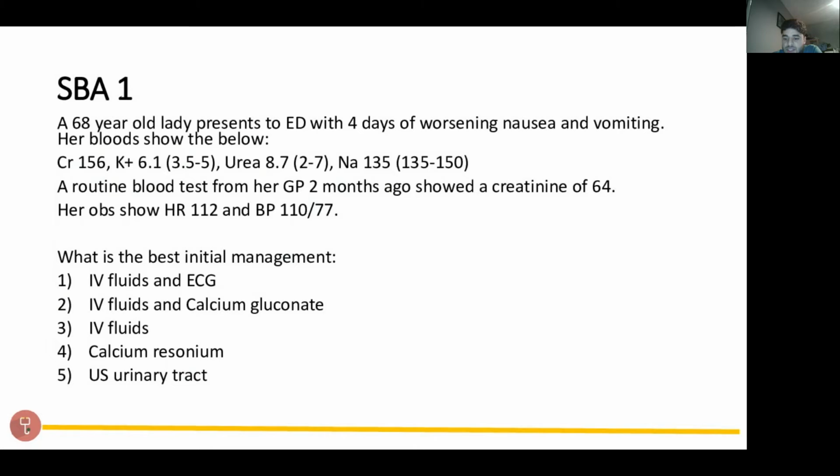And yes, thanks, Rajat. We know that this patient is dehydrated because the urea is raised and they are tachycardic as well, with a known cause for dehydration: nausea and vomiting. All right.